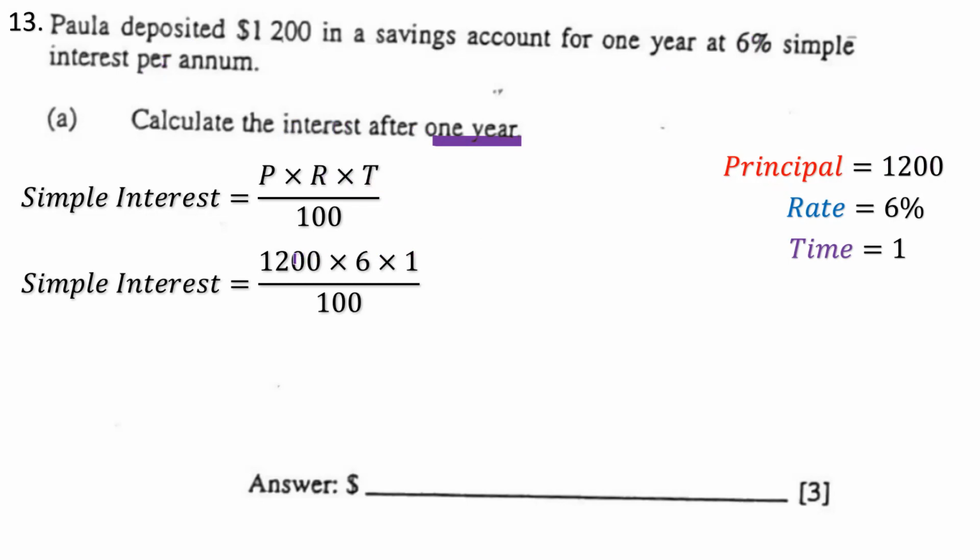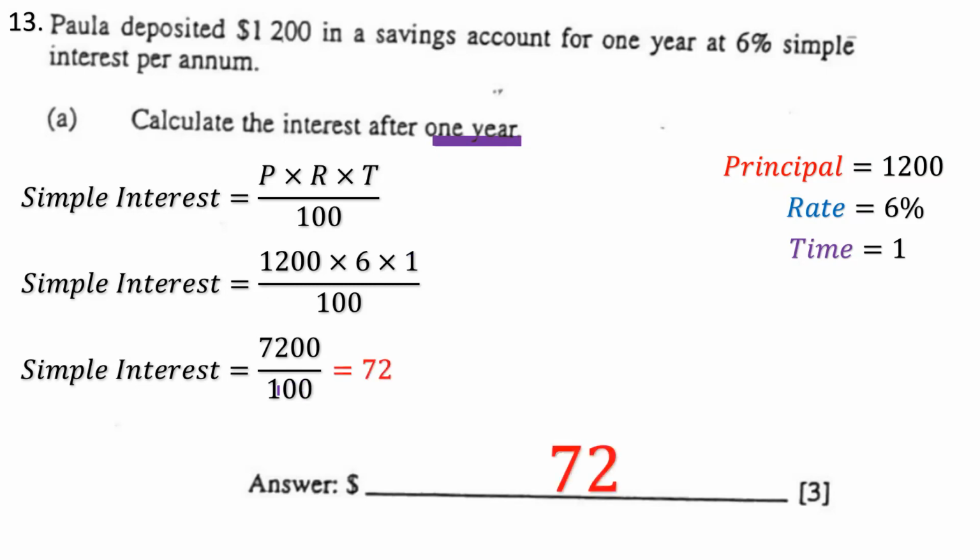And so we have 1,200 times 6 times 1, which is going to give us 7,200. And then we have to divide it by 100, which gives us 72. And so that means that her interest after 1 year is going to be $72.